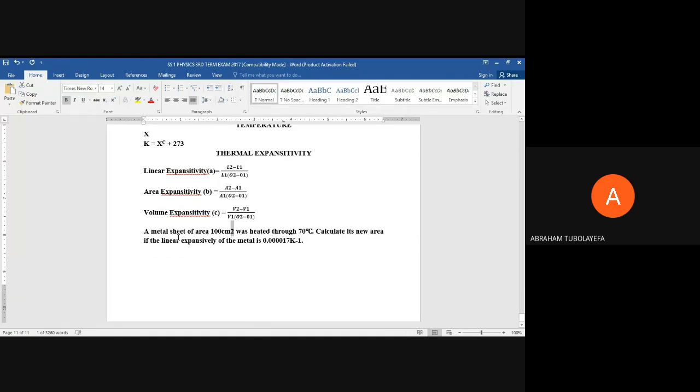Now in this question, it said a metal sheet of area 100 cm cube was heated to 70 degrees Celsius. Calculate. Please repeat yourself. The question is before you now. A metal sheet of 100 cm cube was heated to 70 degrees Celsius. Please, someone is knocking at my door. Be copying the questions. I'll be back.